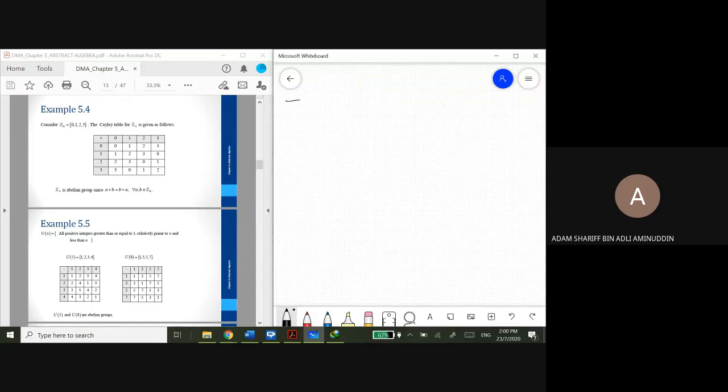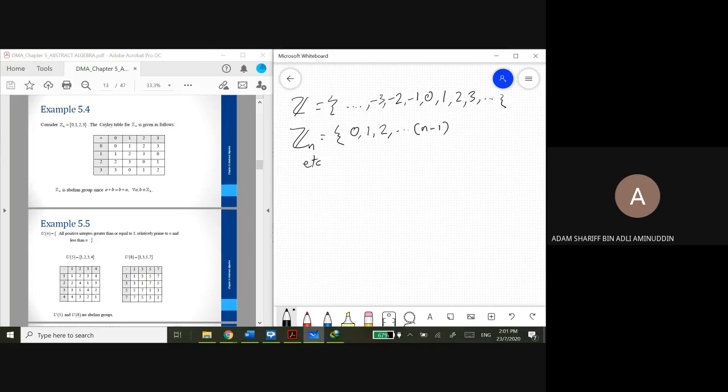We start first with what is Zn. Zn, the element inside. Okay, I start with Z first. What is the element of integer? This one you can mention there are infinitely many integers: -3, -2, -1, 0, 1, 2, 3, and so on. It is infinite. Zn is a finite set, not infinite, and it starts from 0, 1, 2, up until n minus 1. Therefore, for Z4, it contains the elements 0, 1, 2, 3. But it's not stopped there. Z4 means these elements, and then the binary operation I will say later. We start with the fundamentals first.